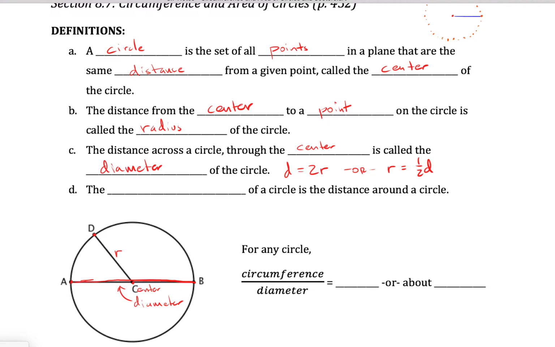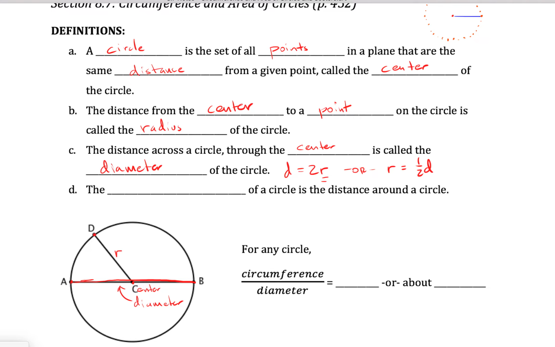And so that's a relationship you might want to keep in mind, because there might be some problems where you need to use the radius of the circle, but you're given the diameter. So you need to realize that if you know the diameter but you want to know the radius, all you got to do is take half of the diameter to get the radius of the circle. So keep that in mind.